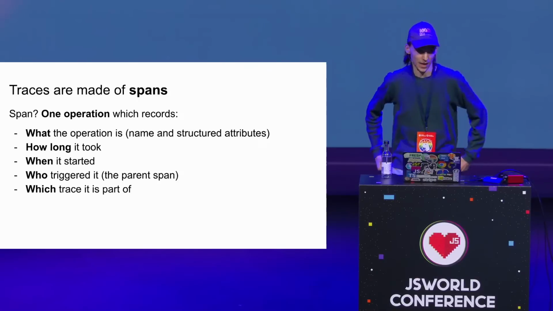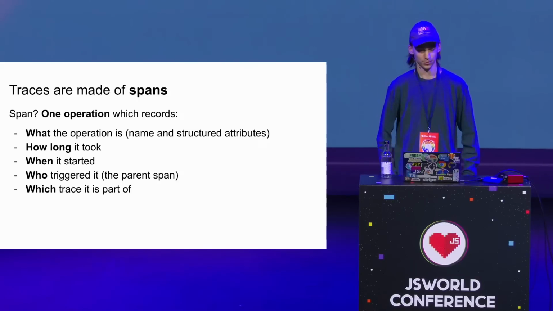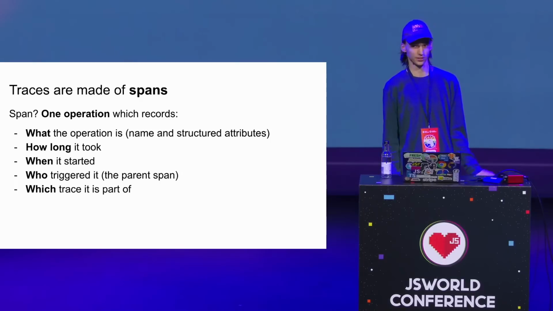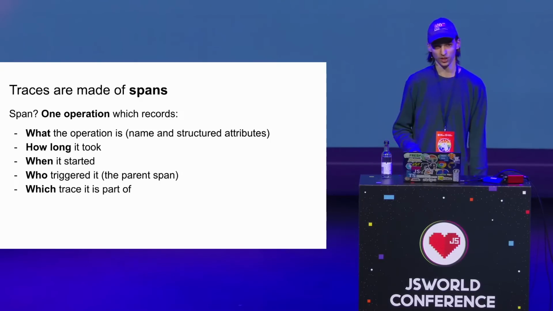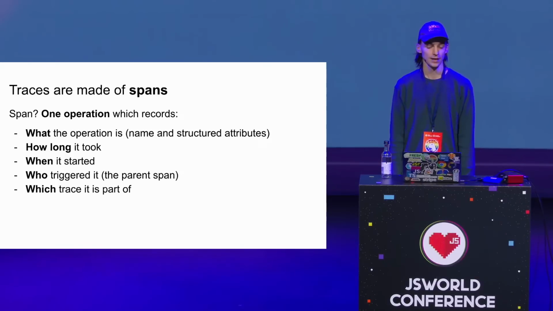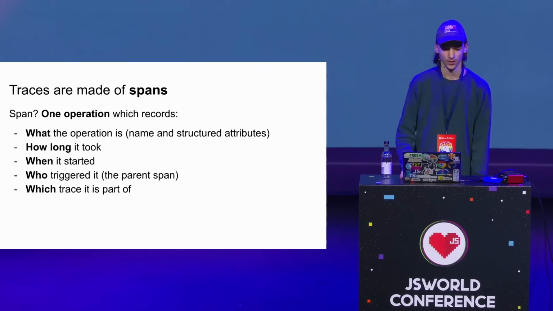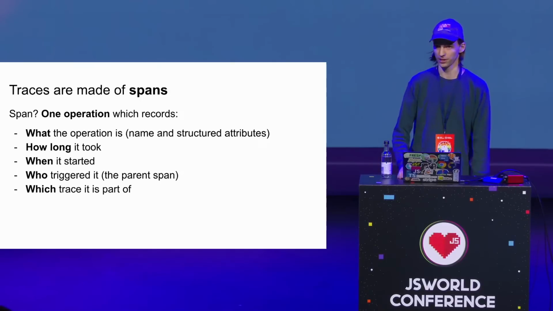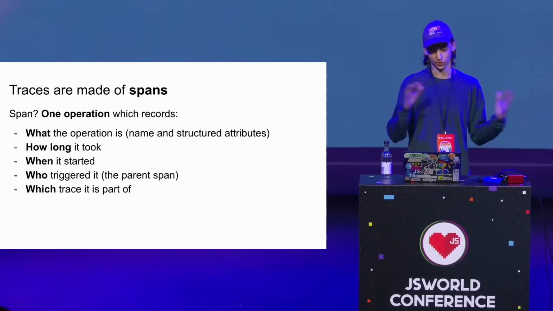So traces are made of spans. That's the technical term in OpenTelemetry. A span is really just an operation that records what the operation is, so the name, maybe some attributes like what the query was, what parameters, how long it took, when it started, who triggered it, the parent span, and then what trace ID it's part of. And which trace ID it's part of is that thing we were looking at before with the context propagation. So you can know which request triggered what.